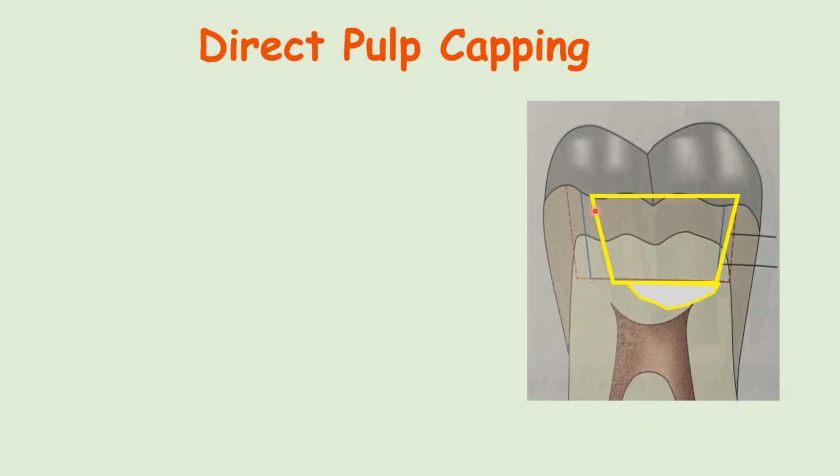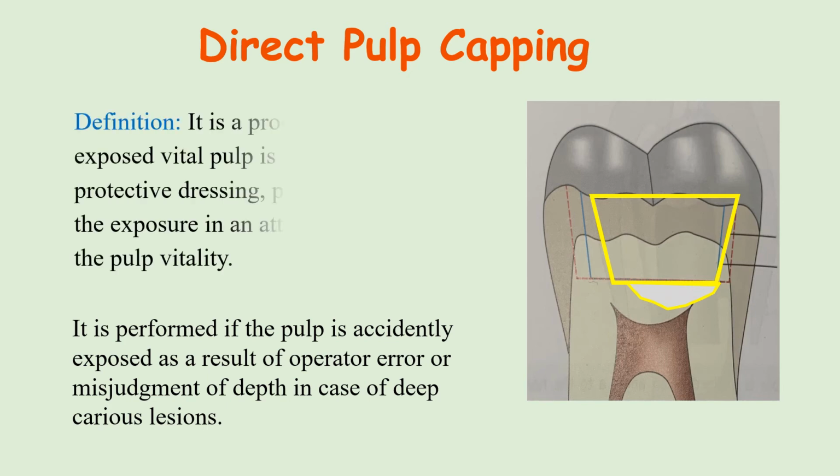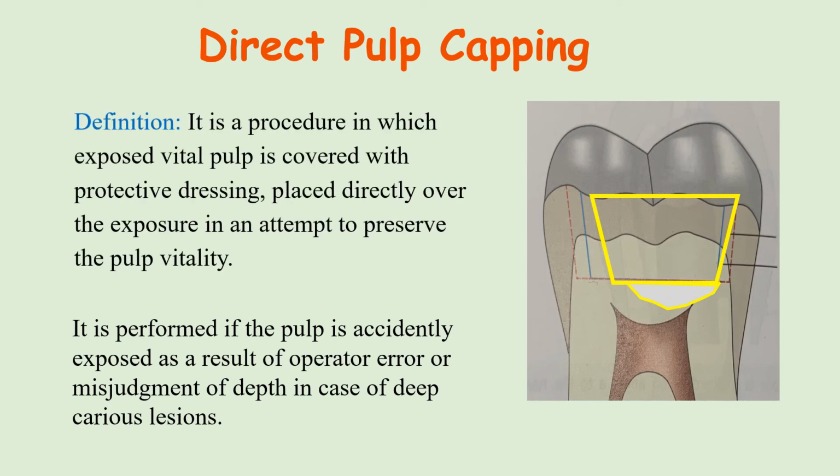Direct pulp capping procedure. I want you to observe the diagram. You can see there is cavity preparation in which pulp has got accidentally exposed as a result of operative error or misjudgment of depth in case of a deep carious lesion. So how do we define it? It is a procedure in which the exposed vital pulp is covered with a protective dressing placed directly over the exposure in an attempt to preserve the pulp vitality. So let us see how we do it.